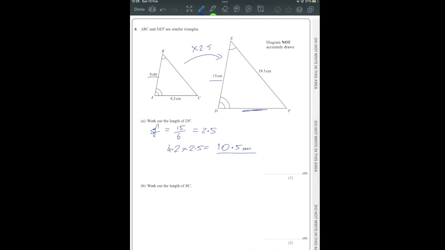The next part of the question is asking us to find BC. Well, that's now going from the big one back down to the small one. So instead of multiplying by my scale factor, I'm going to divide. 19.5 divided by 2.5 gives me an answer of 7.8. And again, that seems fairly reasonable.